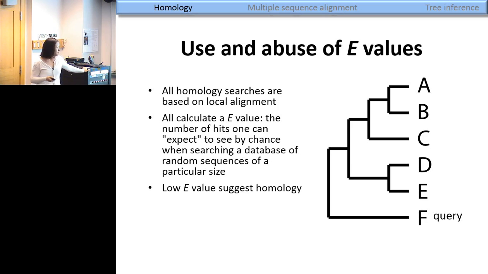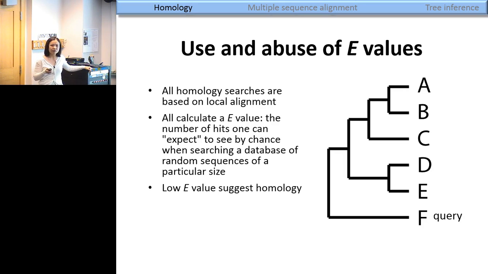So although all three tools output e-values, always take the e-value with a grain of salt. A low e-value means it's more likely this is a homolog.